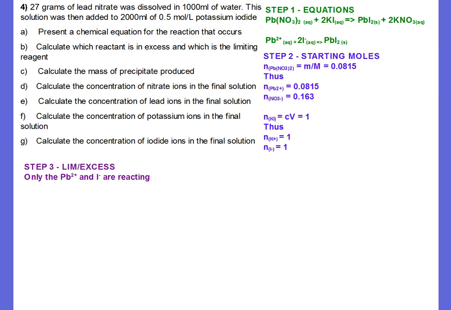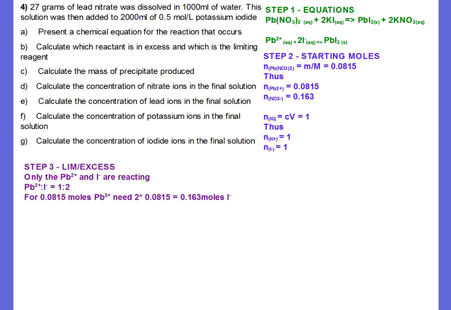So what's the next thing we've got to do? Well, the next thing the question asks us to find is which is limiting and which is excess. So look at our net ionic equation here. It's clear that only lead and iodide are actually reacting, so they're the things we've got to worry about. And we can say that the ratio between lead and iodide is 1 to 2.